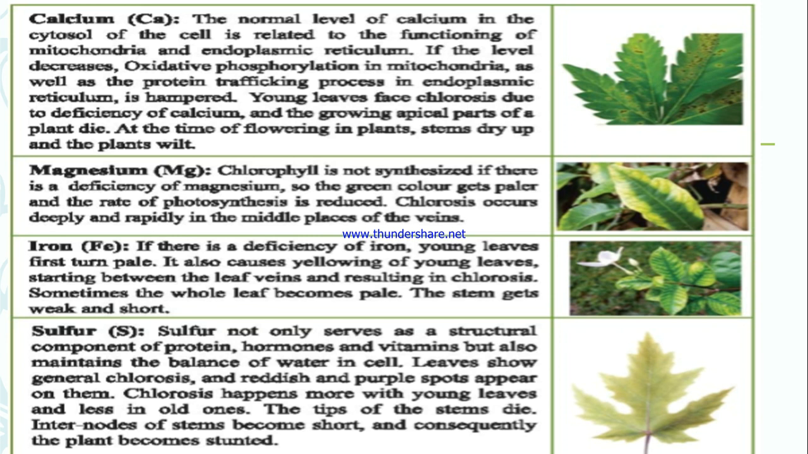Next, in case of iron, if there is any deficiency of iron, young leaves become pale. So mainly they become yellow, which is also a symptom of chlorosis. And then sulfur. Sulfur is a structural component of protein. So in case there is any deficiency of sulfur in plant, the leaves will show general chlorosis, and either the leaves can be yellow or reddish, or purple spots can appear on the leaf. And we can see other symptoms like the tips of the leaf and stem will die, and the apex of any stem will start dying. So that will indicate the deficiency of sulfur.